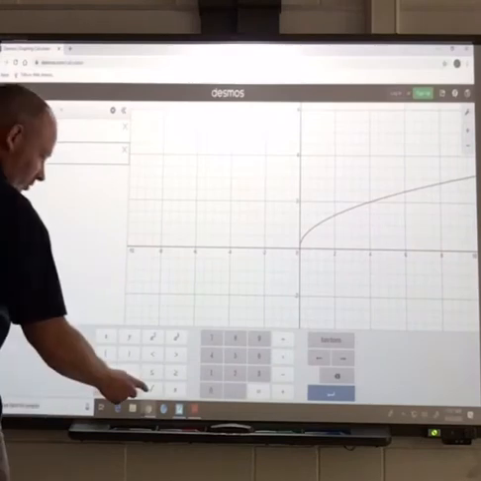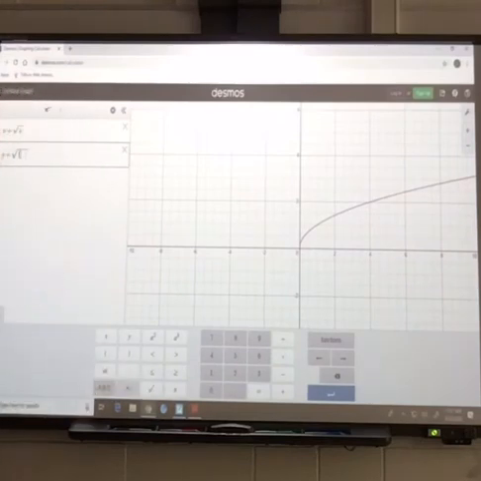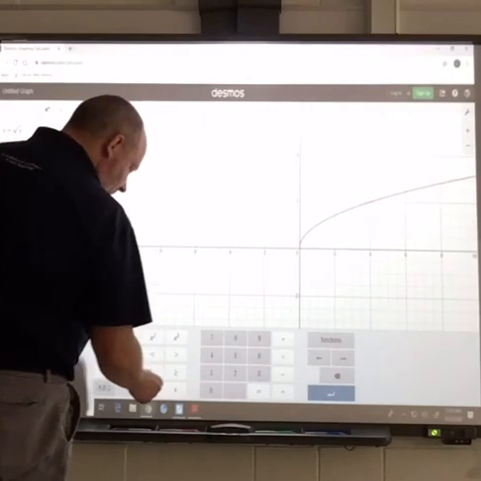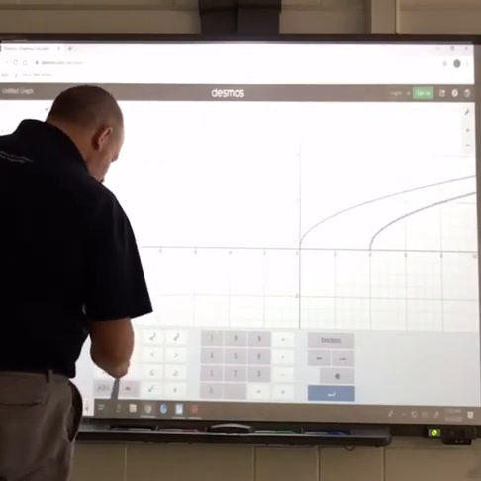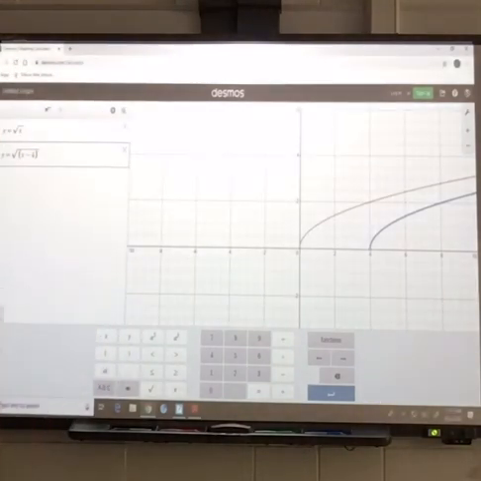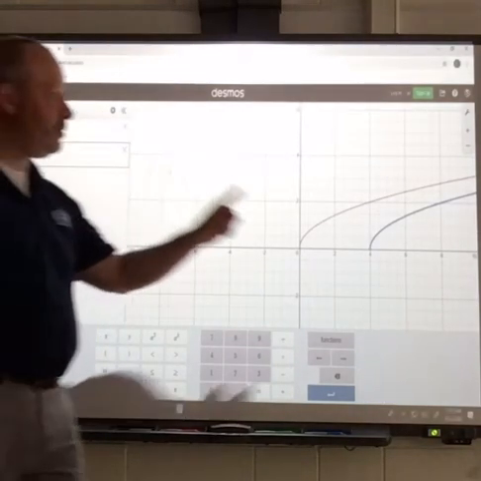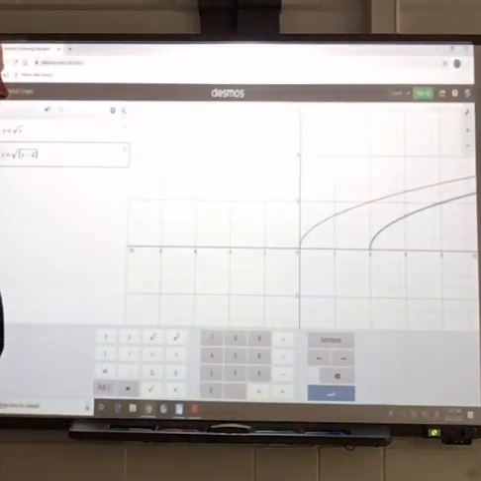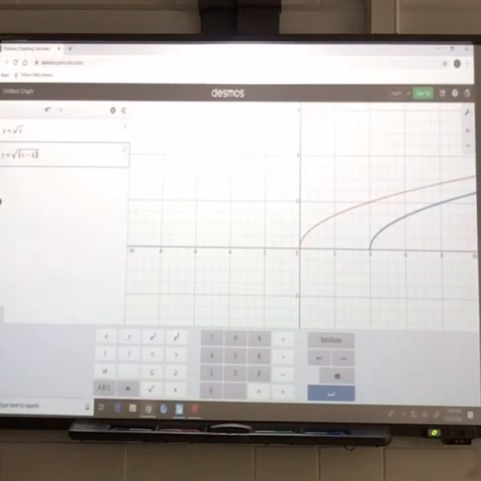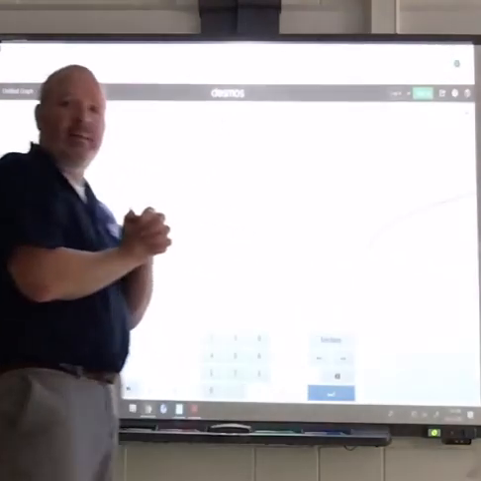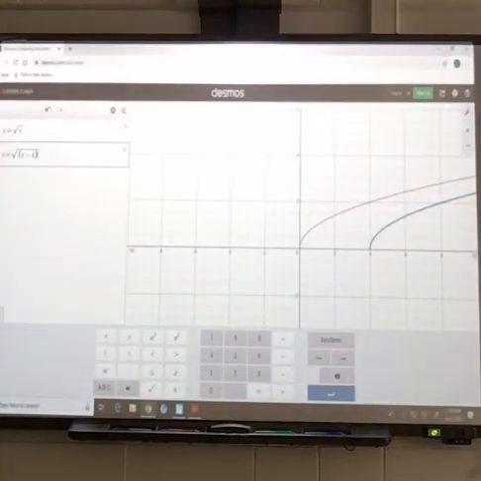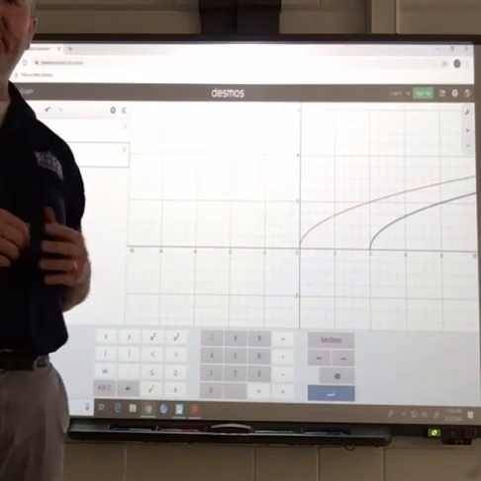So then I go square root, and I'm going to bracket it to make sure that's underneath that square root sign, and then I'm going to go x minus 4. Close my bracket. And it's going to draw it for me, and it draws it in blue. And so this is y equals the square root of x minus 4. And what you've seen is, with the minus 4 inside the square root sign, it shifts it to the right. If you remember from last year, the plus or minuses did shifts left and right.